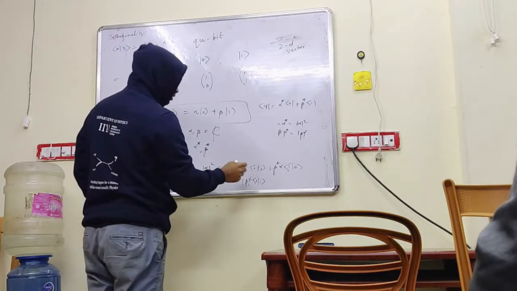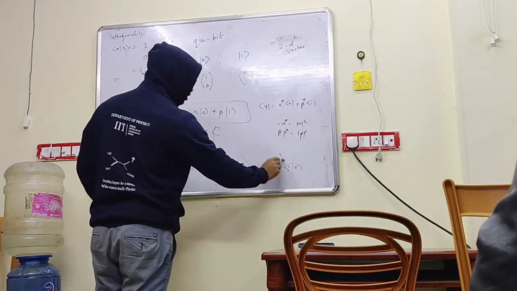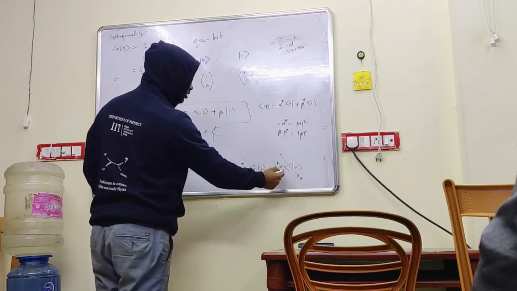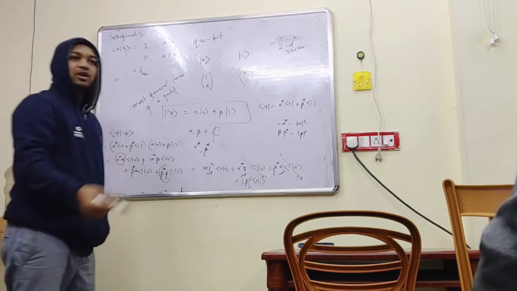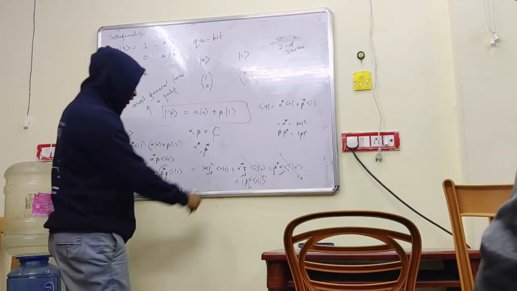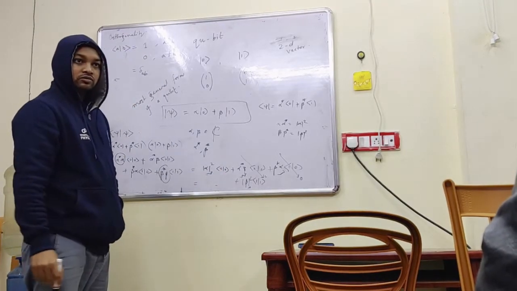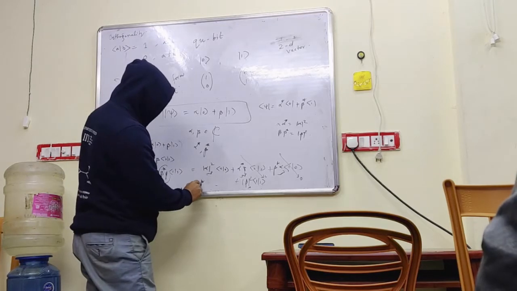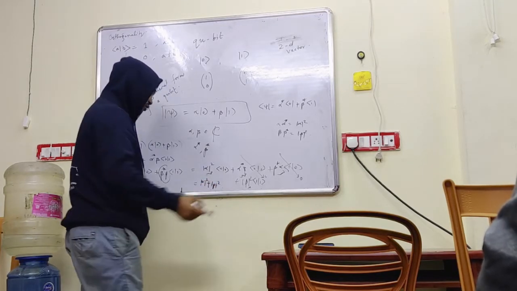So I cancel this, this is 0. I cancel this, this is 0, because this is a number. These are numbers, right? A number multiplied with a number is 0 if any one of them is 0. And finally, what do I get? Alpha mod square plus beta mod square. Okay?